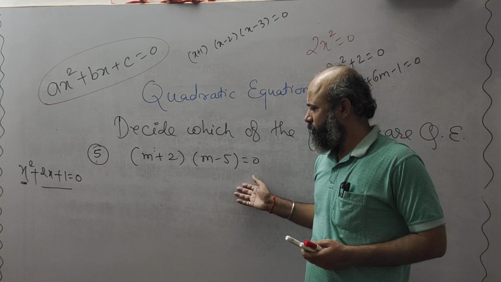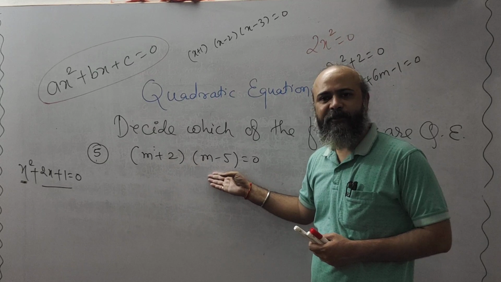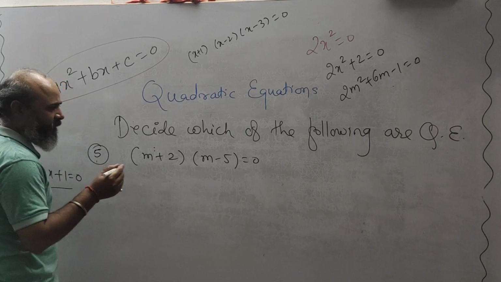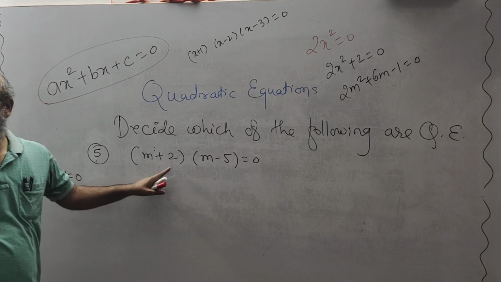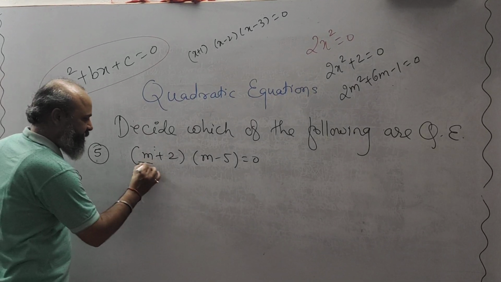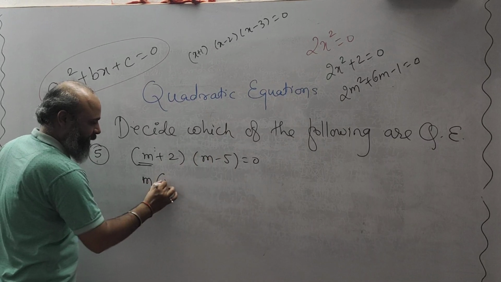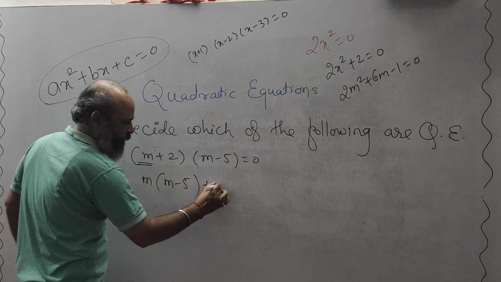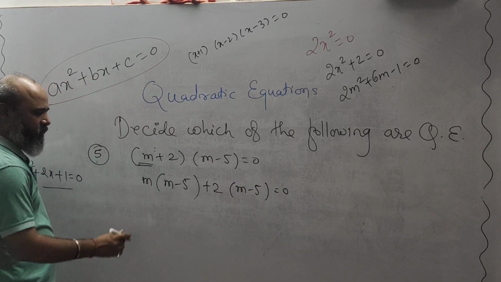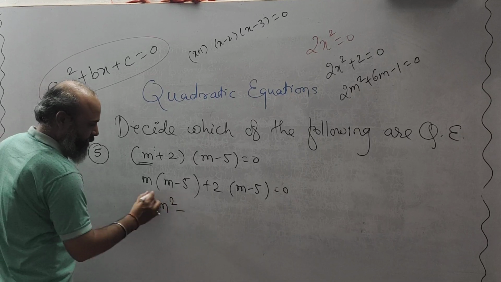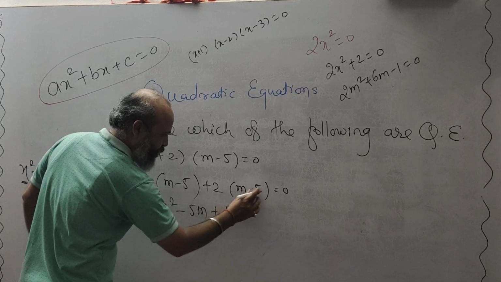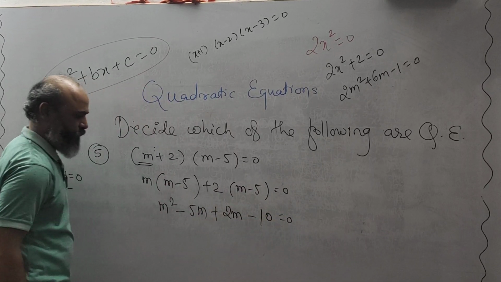So what you will do first? You will expand the bracket multiplication. Okay, so how will you multiply this? Because directly आप देख के इसको नहीं बता सकते whether it is a quadratic equation or not, so you have to solve. So what you will do? You will take this plus m and multiply this bracket m minus 5, and then you will take plus 2 and multiply this m minus 5, and this is equal to 0. So m into m is m square, minus m into 5 is 5m, plus 2 into m is 2m, minus 2 5s are 10, and this is equal to 0.